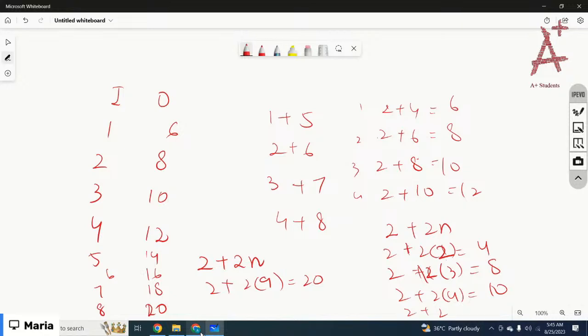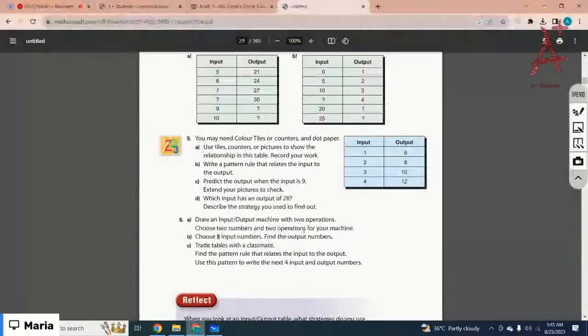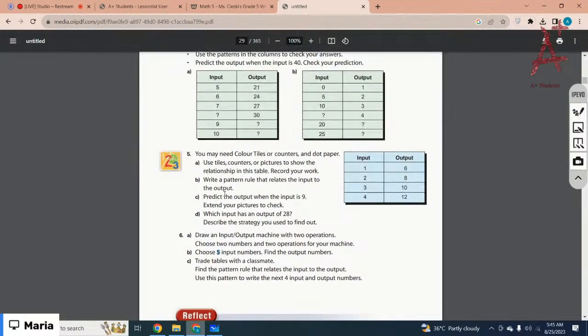I'm stuck on the question. We'll start from the same question in the next session, right? Because I'm out of my mind right now. We're working on lesson 2 and we'll start from question number 5.